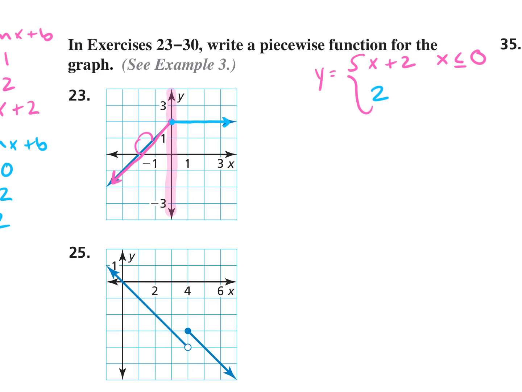Now we need to write our restriction. So where does our graph start? 0. Our x value, because we're looking at x values for our restriction, it's always about the x value. So we start at 0. Are we talking about x values that are greater than 0 or less than 0? Greater than. So x is greater than 0.